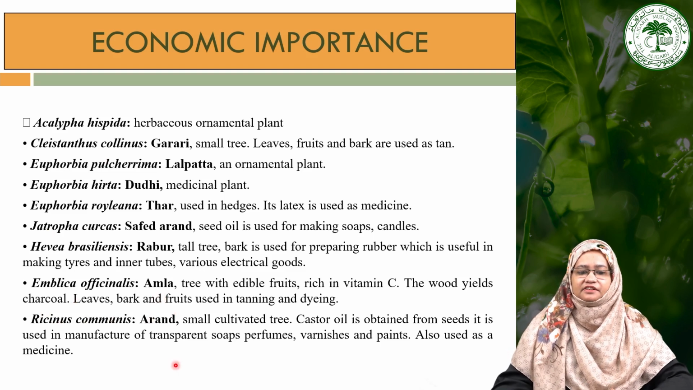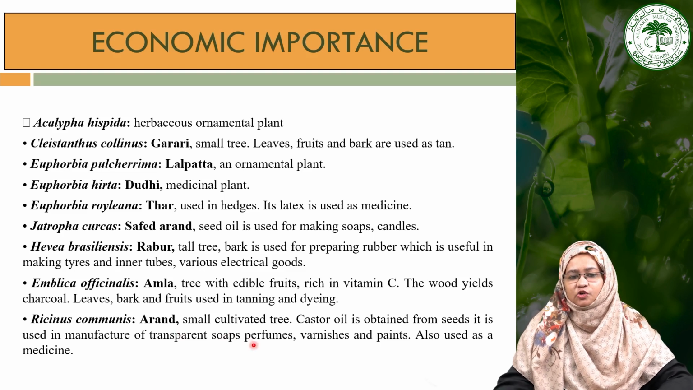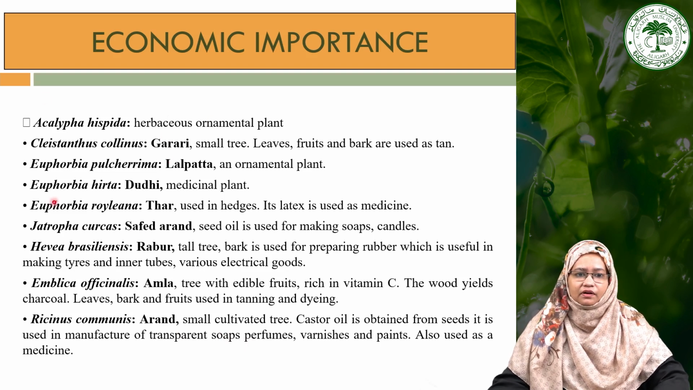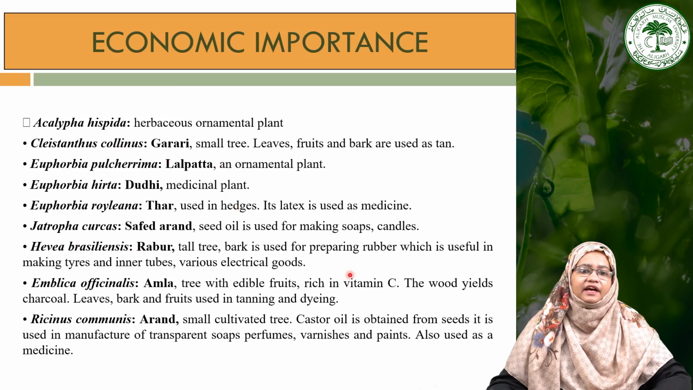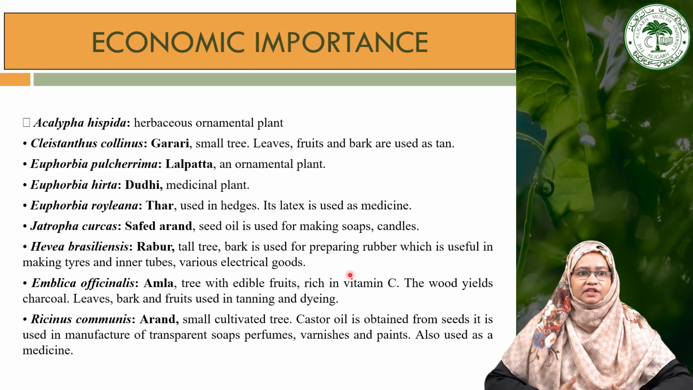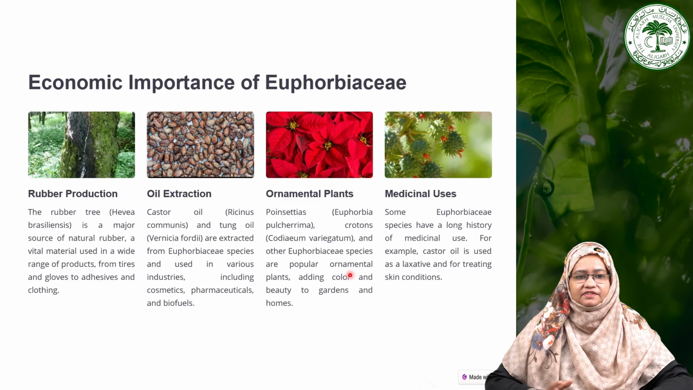Then the next one is Ricinus communis or arand. It is a small cultivated tree, and castor oil is obtained from the seeds of this Ricinus communis or arand plant. It is also used in the making of transparent soaps, perfumes, varnishes and paints, and also used in medicines. These are some of the economic importance of the family Euphorbiaceae. Besides these, a number of plants like cacti that belong to the Euphorbiaceae family are used as ornamental plants.